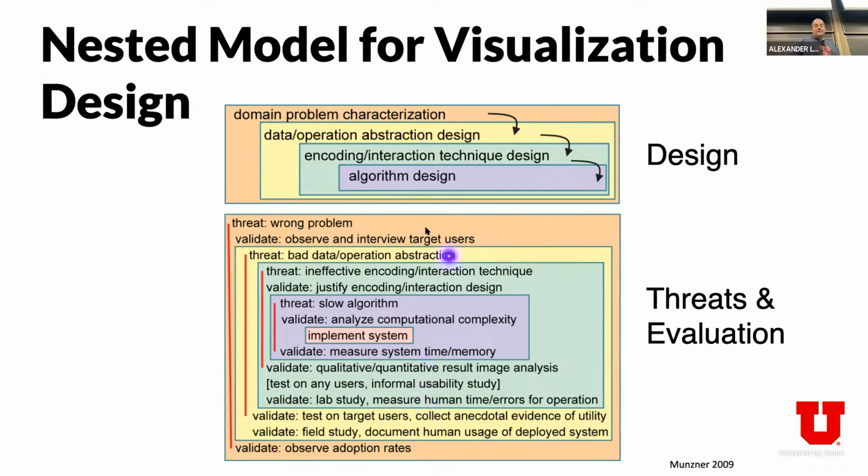And so all of these, except for the data operation abstraction design, have a way to validate before you build, which is important because you're saving a lot of time, but also a way to validate after you build. So if you have a slow algorithm, you can validate that the algorithm is not slow anymore by measuring system time or memory, right?